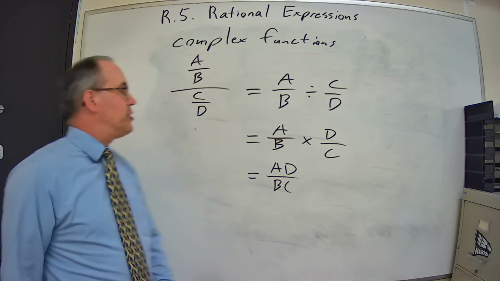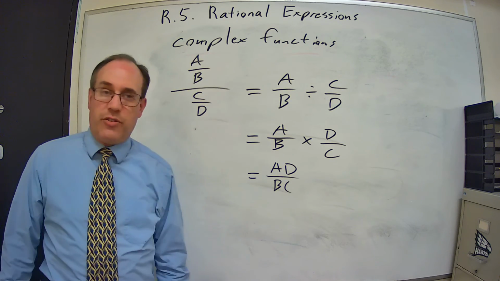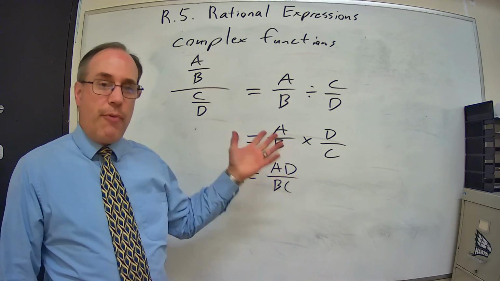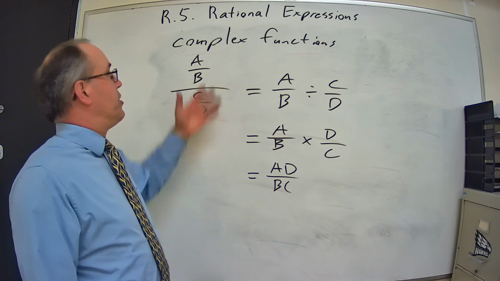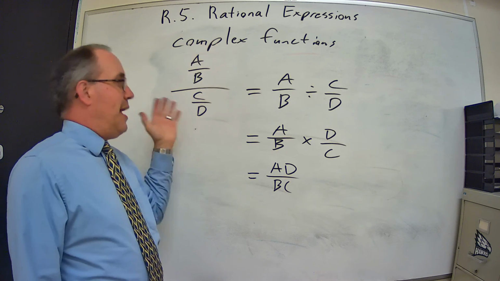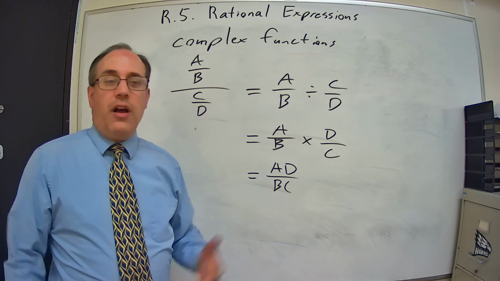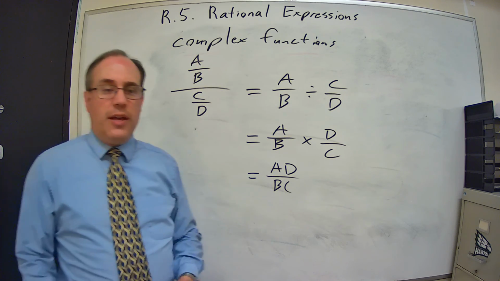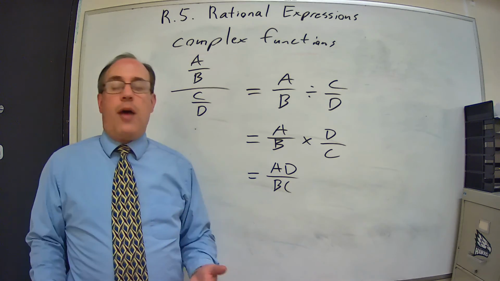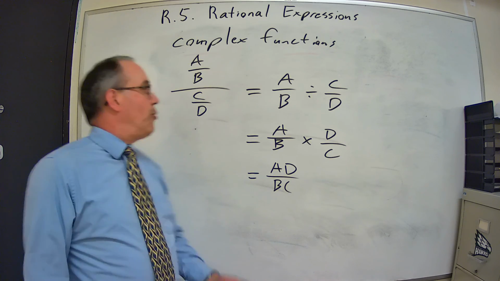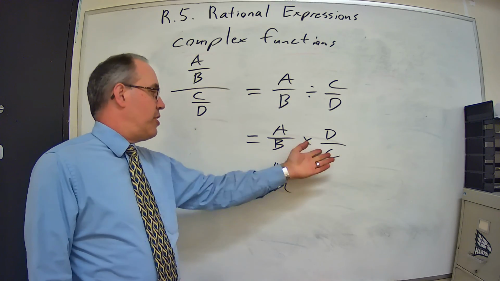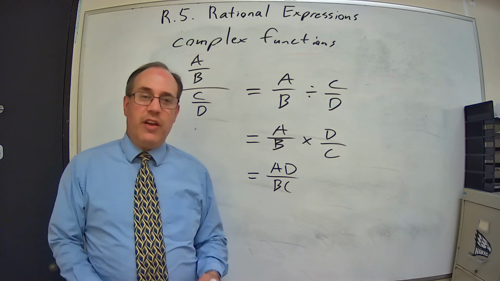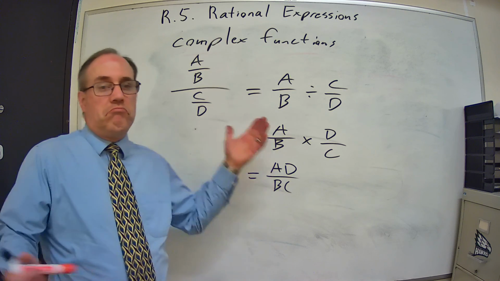So a complex fraction is just the division of two rational expressions, and we have to follow all of the rules that we did when we're dealing with rational expressions and when we're dealing with division of rational expressions. So that's all it is, and if we were to simplify a complex fraction, all we would do is turn it into the division, turn it into the multiplication, and use the same processes that we have for simplifying a rational expression.